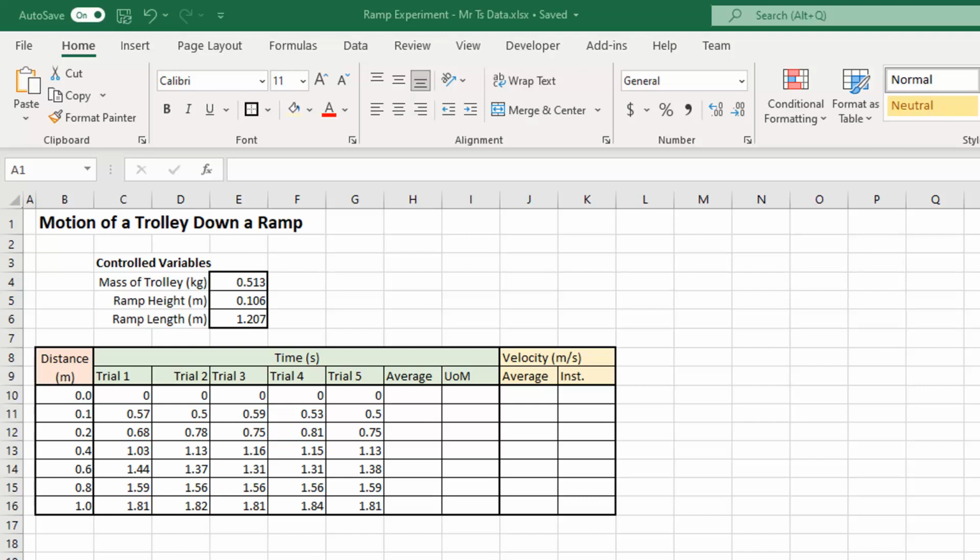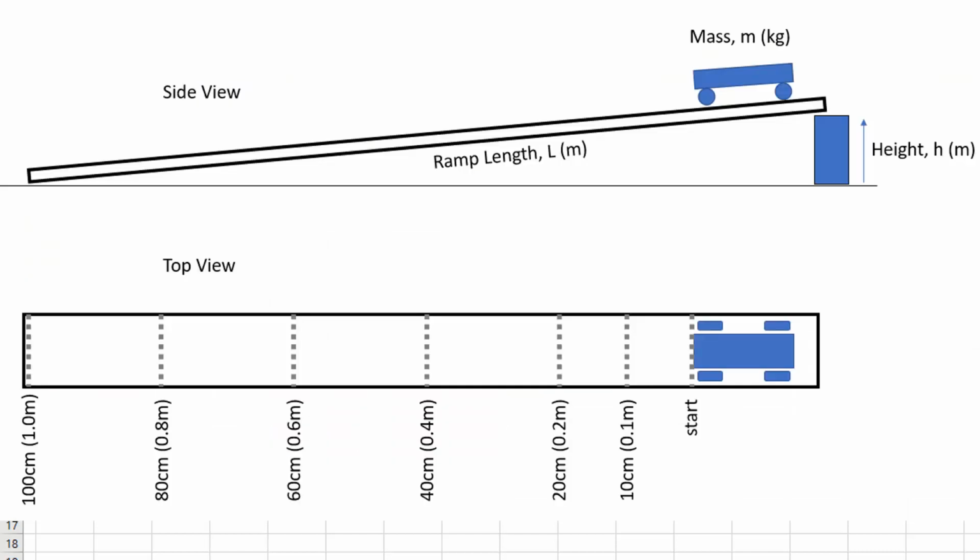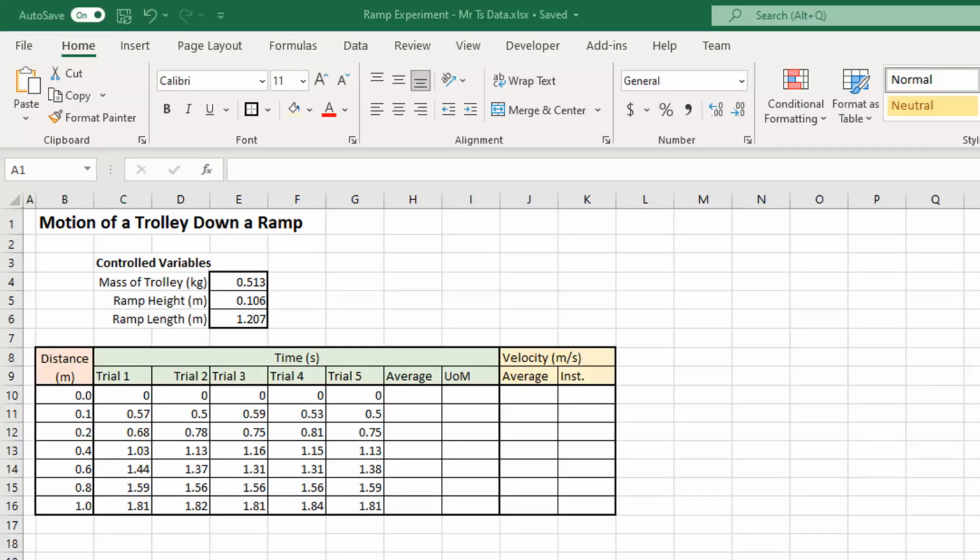So hopefully you've done your experiment. Hopefully you've rolled a trolley down a ramp and timed how long it takes the trolley to reach certain points on the ramp, and you've put your information into your table like this. And of course you remember the first video I gave you showed you how to create your table. So hopefully you created your table, you did your experiment, and you've got something like this.